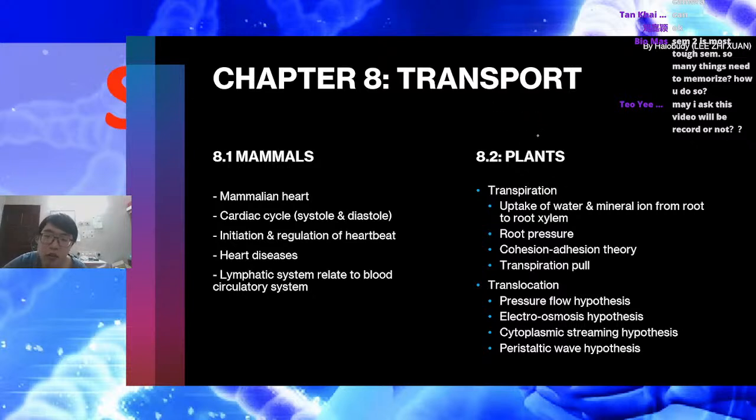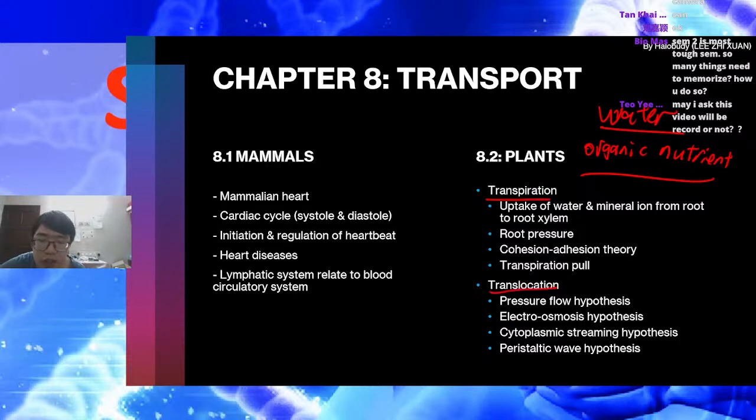In a plant there are only two things, right? One is water, and the other is organic nutrient. Only these two are transported in a plant. For water, it is transpiration. For organic nutrient, it is translocation. If we talk about transpiration, it involves water. If translocation, it involves nutrient.